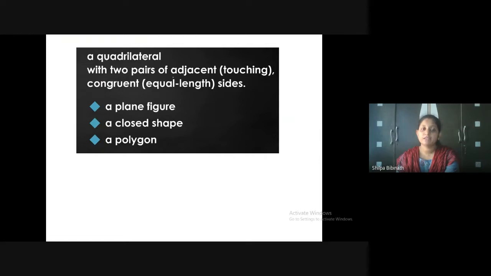a quadrilateral with two pairs of adjacent congruent equal length sides. Okay, adjacent sides are equal. Which is that shape? Yes, it is a kite.